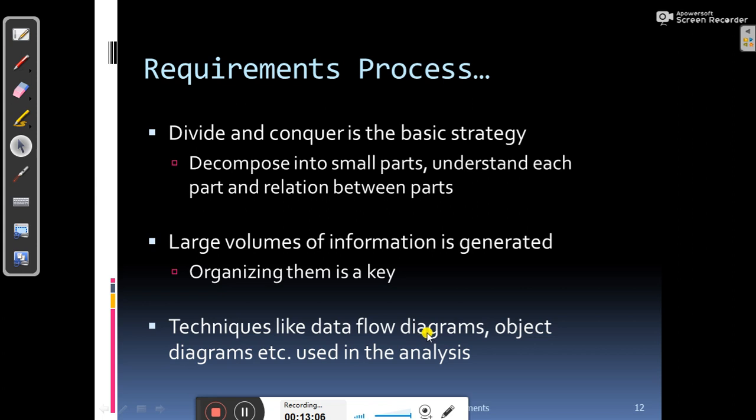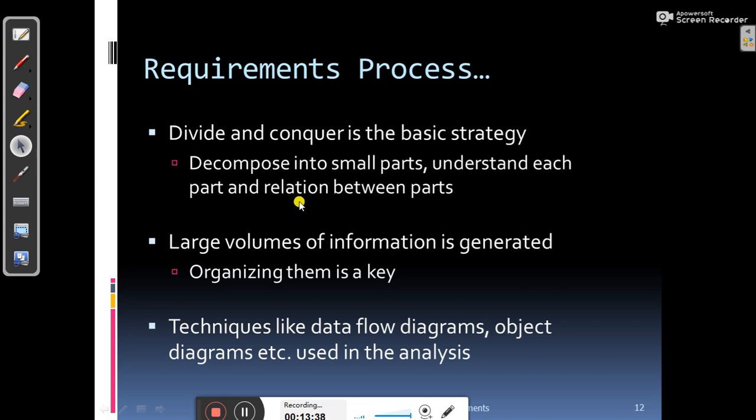A large volume of information is generated during this requirement analysis process, and organizing it is key. That is a very important part. We need to organize the information that we have gathered by decomposing it into small parts, by understanding the relations, by understanding each part. Then we try to understand requirements for each part, then we merge them, and then we need to organize them. Techniques like data flow diagrams, object diagrams, etc.